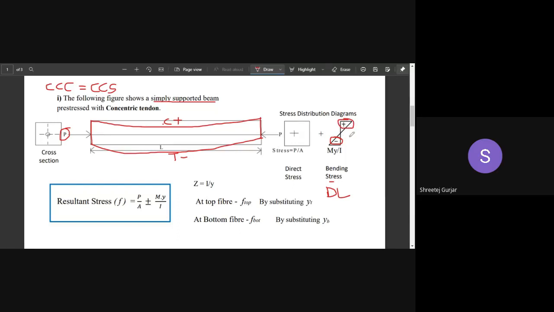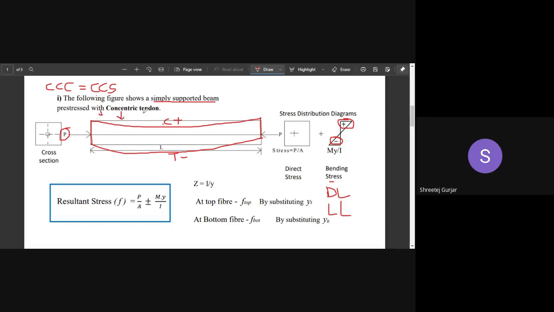That is why this has become plus and minus. Now moving on to your next, that is after dead load, we put the beam in service. There will be live loads acting on this beam. There will be some amount of live load which will be acting.